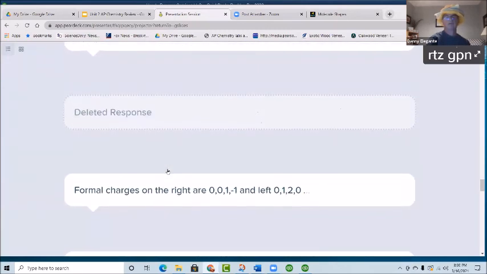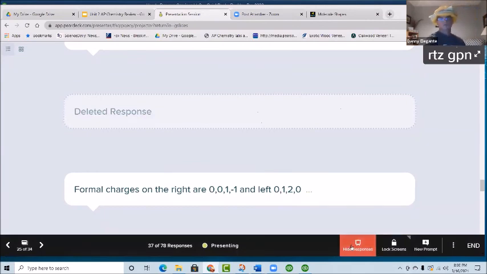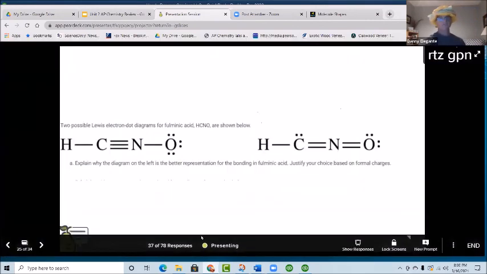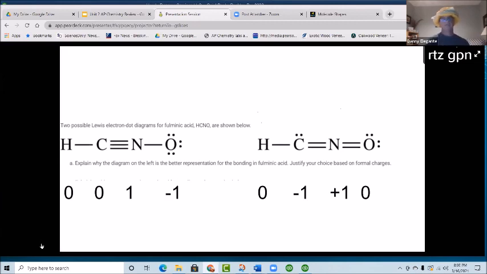So remember, we rarely talk about what the formal charge on the whole molecule is. We usually talk about what is the formal charge on each atom in the molecule. So I did the math real quick. This is what the formal charge for each element in that compound is.